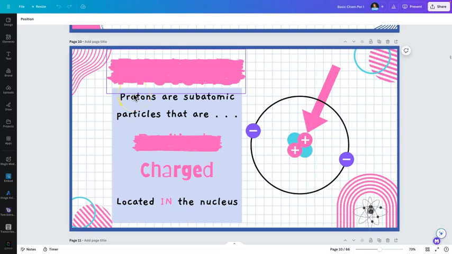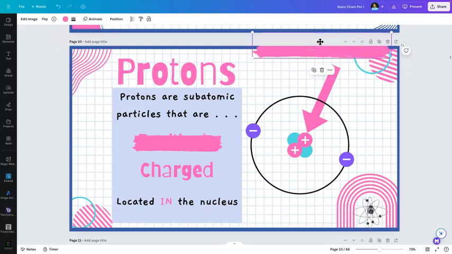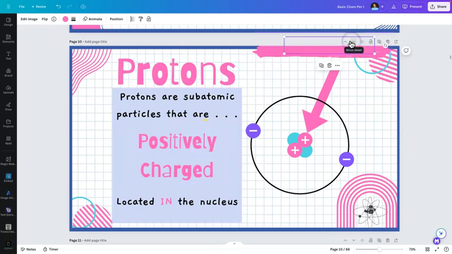All right, so what do we know about this pink little plus sign? It's a proton, which is a particle within an atom. And what kind of charge? It has a positive charge. It's found in the nucleus. This is kind of like a review from yesterday, so we're just reinforcing what we learned yesterday in individual slides.